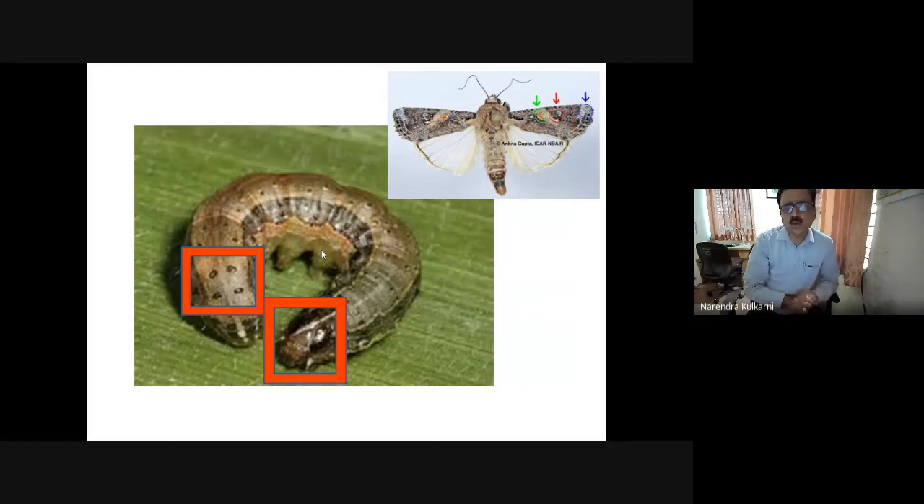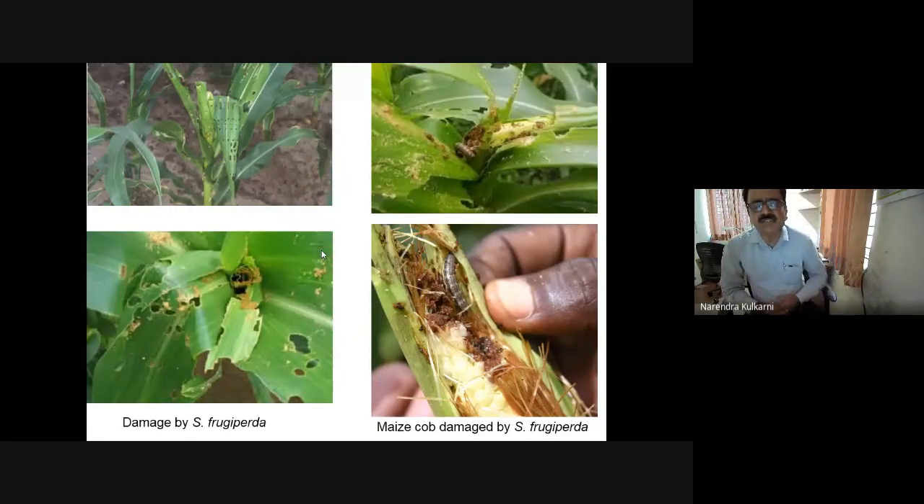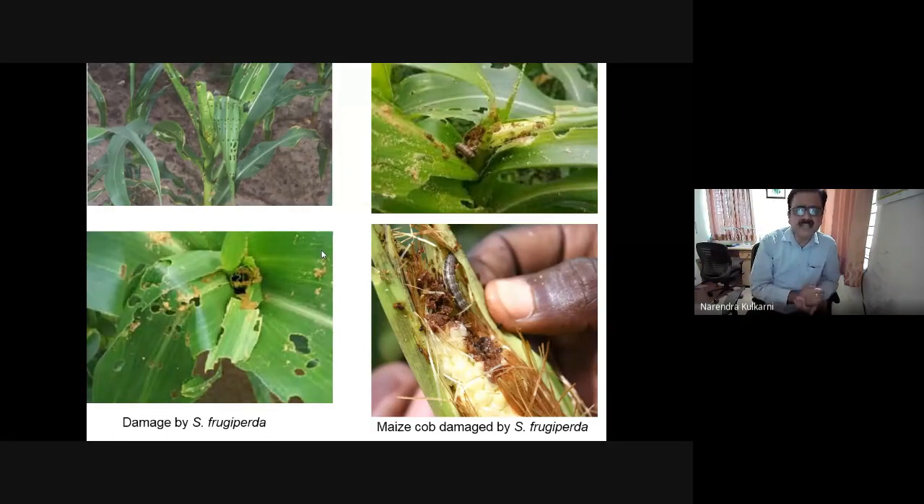Its counterpart is Spodoptera litura. This is a very common insect in our subcontinent, in India and even in Asia. But for the last 2 years, Spodoptera frugiperda is slowly replacing our earlier existing insects. It is even overtaking the damage and incidence of Spodoptera litura. So these are some pictures of Spodoptera frugiperda, showing how it can damage. It can damage all the stages of maize. Yes, maize is the number one preferred host. It infests other crops also, including sorghum.